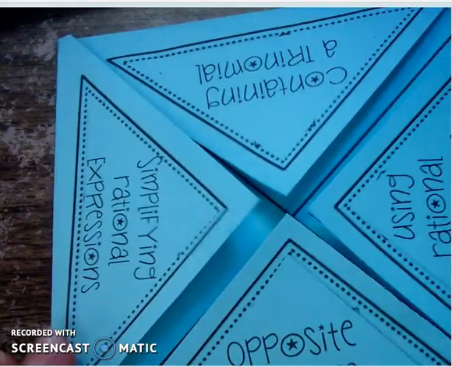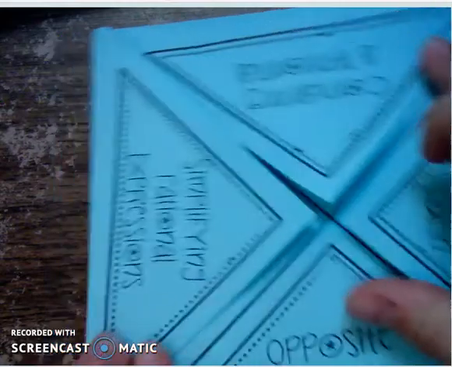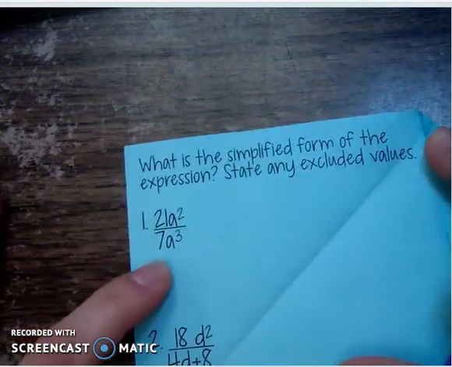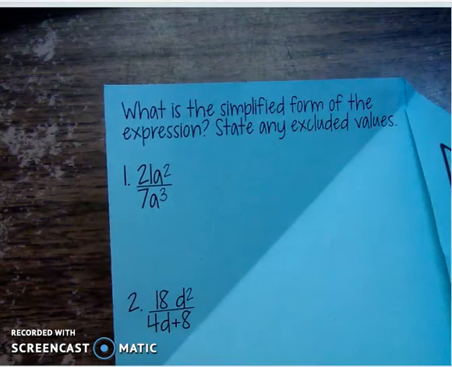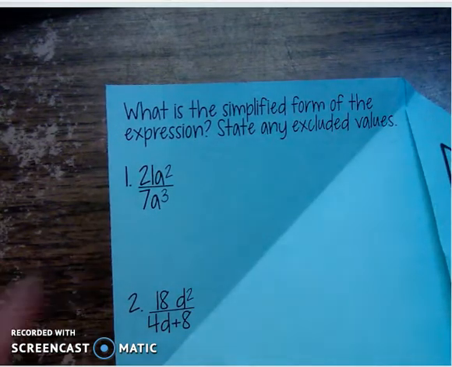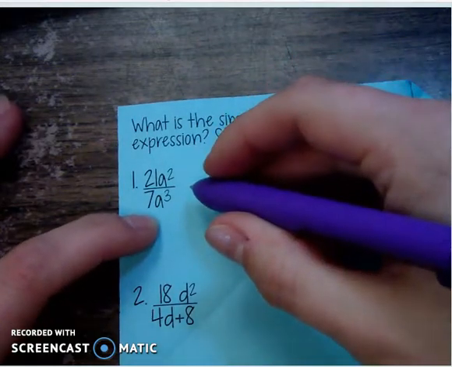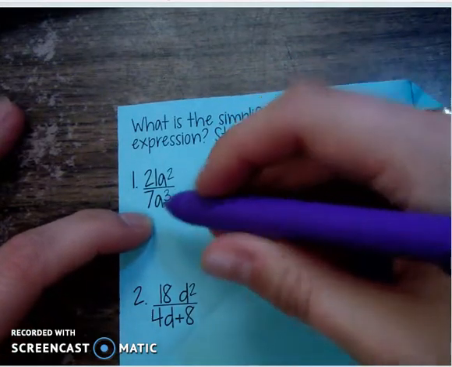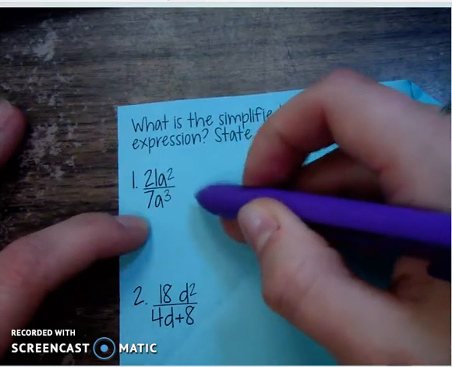All right, this lesson is on simplifying rational expressions. So that's where we're going to start. What is a simplified form of the expression? State any excluded values. All right, so the first thing that you're going to want to do is, if you can, factor out anything from the denominator. All right, if you can't, then that's fine.